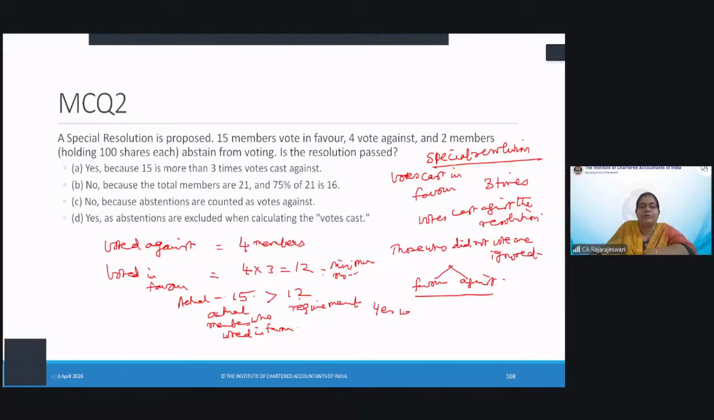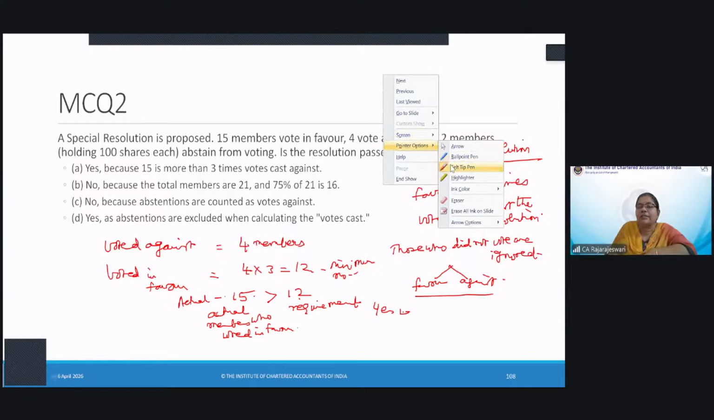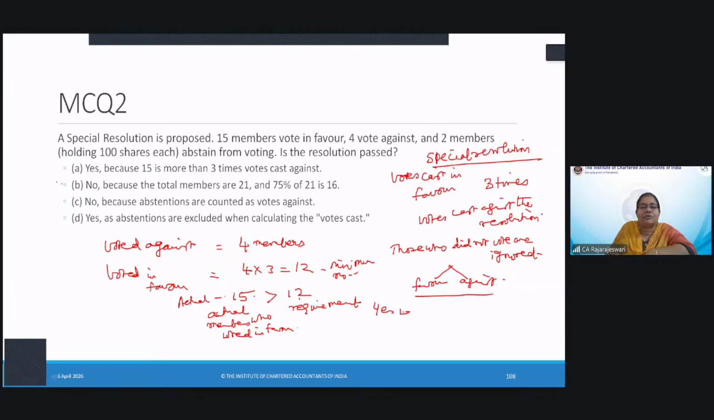So B and C will not come. You go through the answer. We are not bothered about the total members. We are bothered only about those who voted in favor and against. So B is not an answer because abstentions are counted as voted against. Those who did not vote, you should take as against? No, that is not a rule.